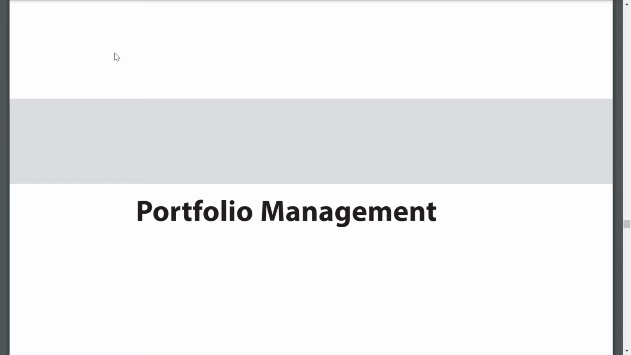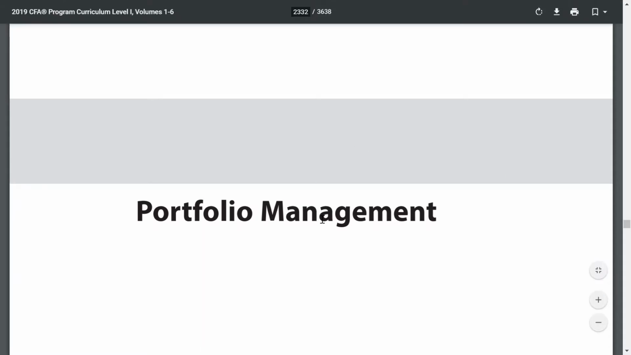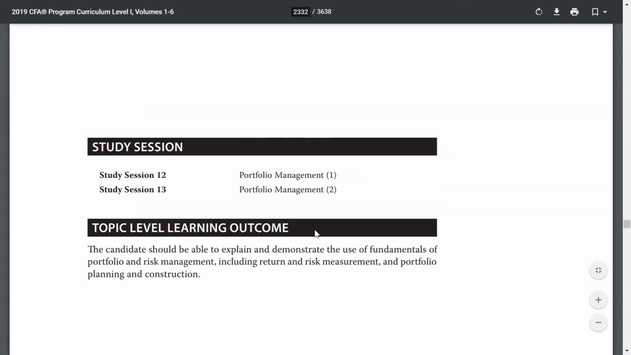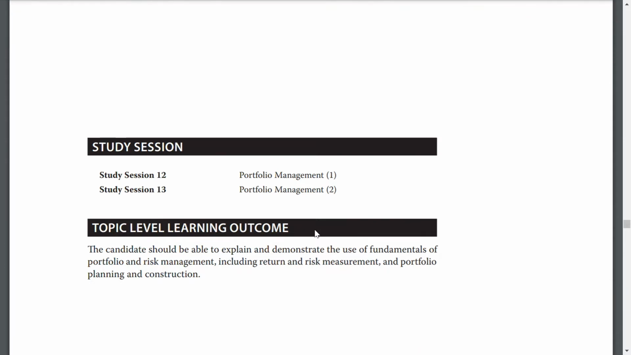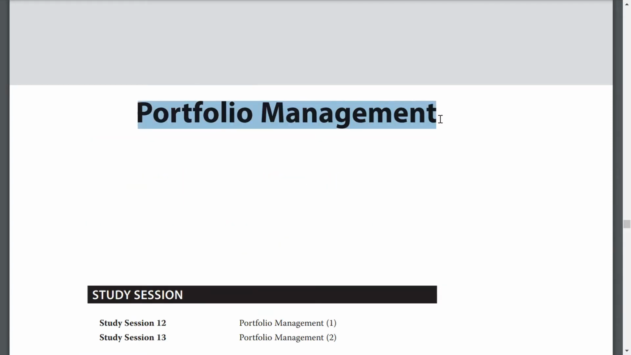All right, our next major topic in the CFA Level 1 program curriculum is portfolio management. We have two study sessions, study session 12 and 13, portfolio management 1 and 2. Topic learning outcomes: the candidate should be able to explain and demonstrate the use of fundamentals of portfolio and risk management, including return and risk management and portfolio planning and construction. Okay, portfolio management, that's our next section.